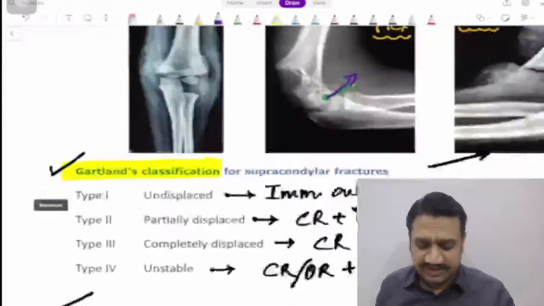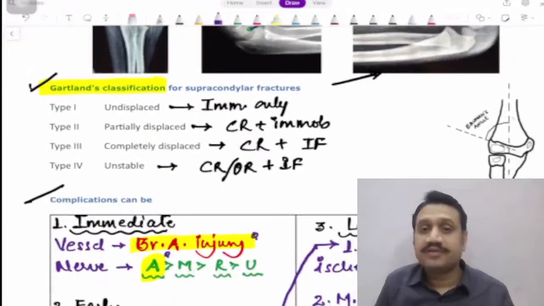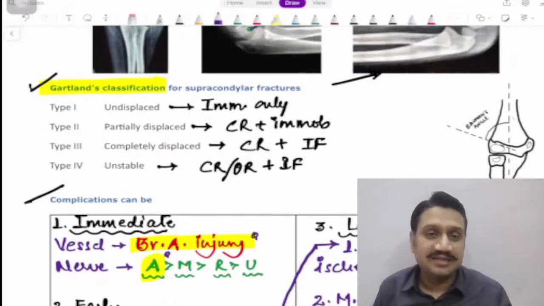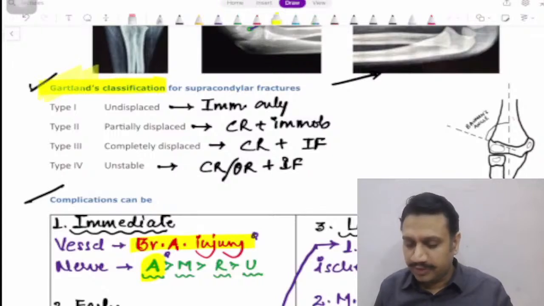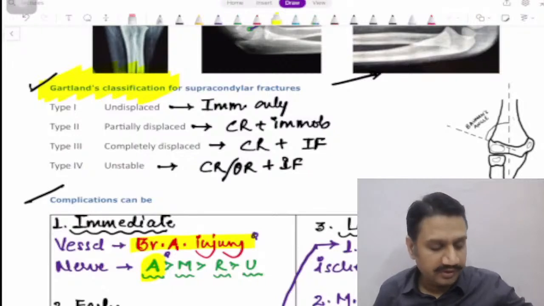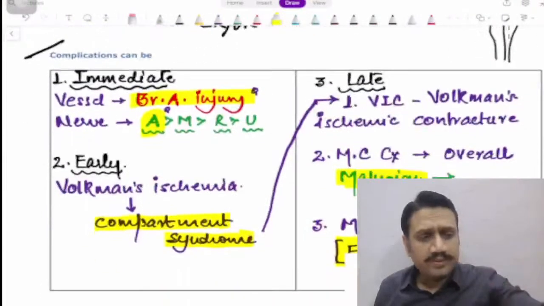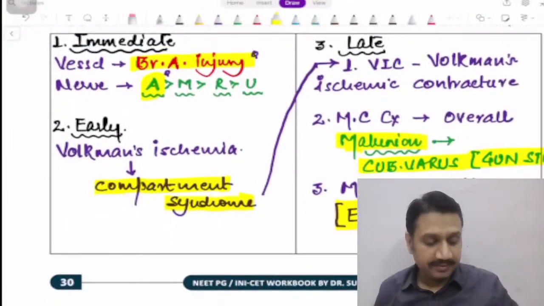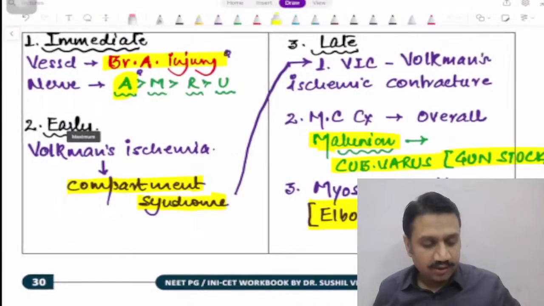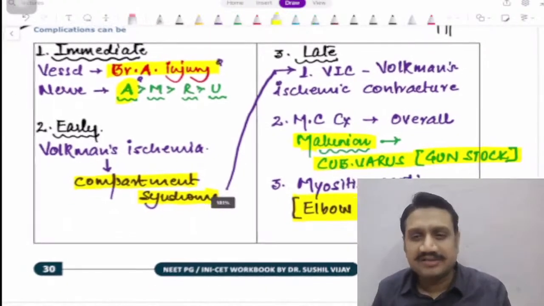The classification used for supracondylars, remember the name, it is the Gartland classification. The most important thing you have to remember about the supracondylar is the complication table that you can see in front of you. What all can be the possible complications of supracondylars? They can happen immediately, in the early phase, or in the late phase. All three phases have their own complications.